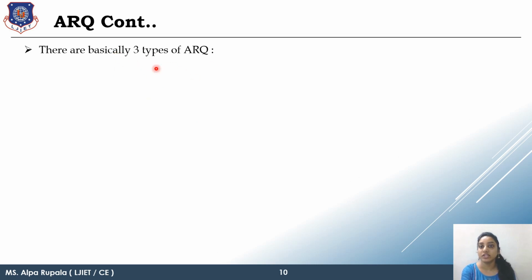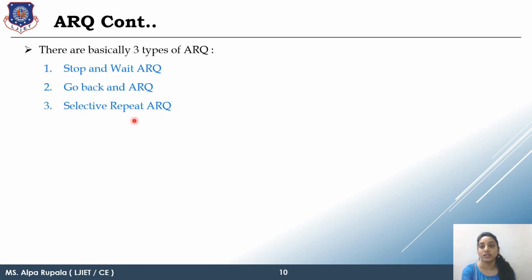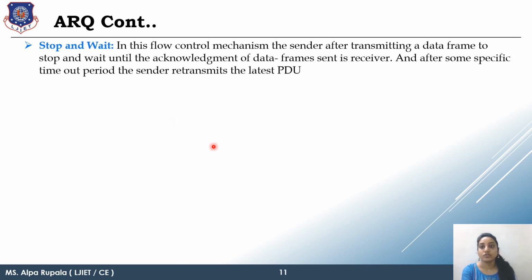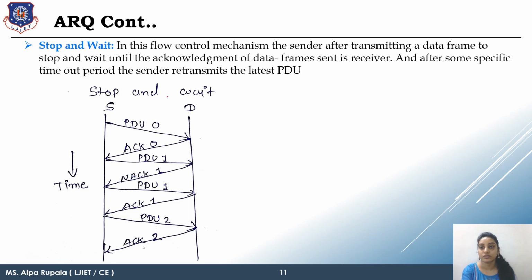Now there are basically three types of ARQ. The first one is stop and wait ARQ, the second one is go back N ARQ, and the third one is selective repeat ARQ. Ultimately, the sliding window protocol is used in these three types. So the first type is stop and wait ARQ. In stop and wait ARQ, we look at the sender and destination timeline.